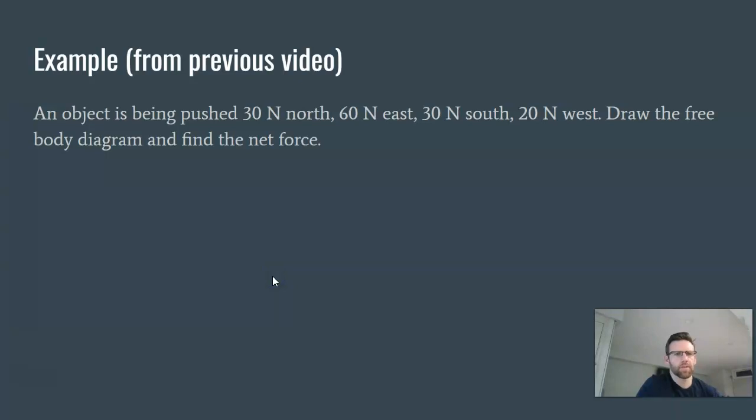All right, so this is just an example from a previous video, but I want to quickly go over free body diagrams, net force, things like that. So I'm just going to quickly draw this object. I'll draw a free body diagram really quickly, and then we'll talk about how the net force is calculated. So we have 30 newtons north, 60 newtons east, 30 newtons south, and then 20 newtons west. Trying to make the arrows kind of proportional. It's not perfect, but that's okay.